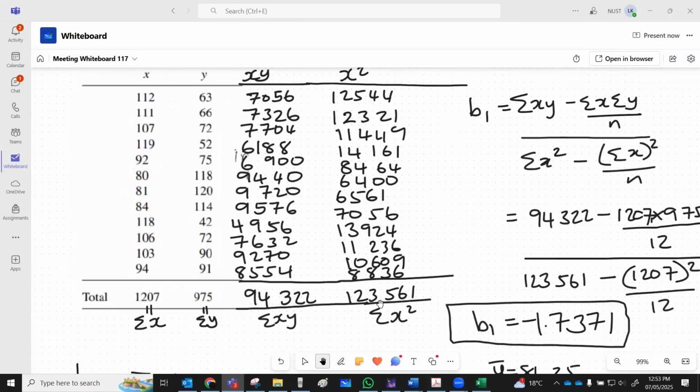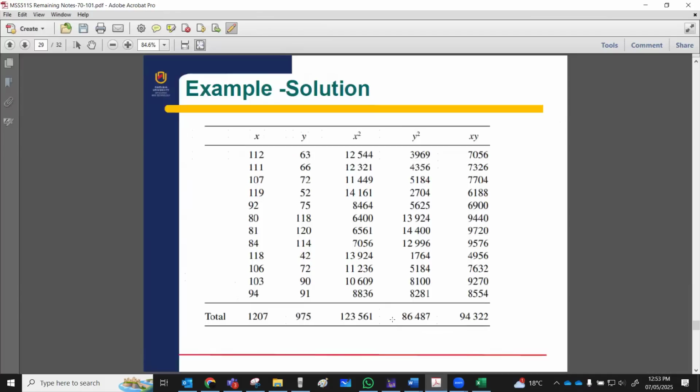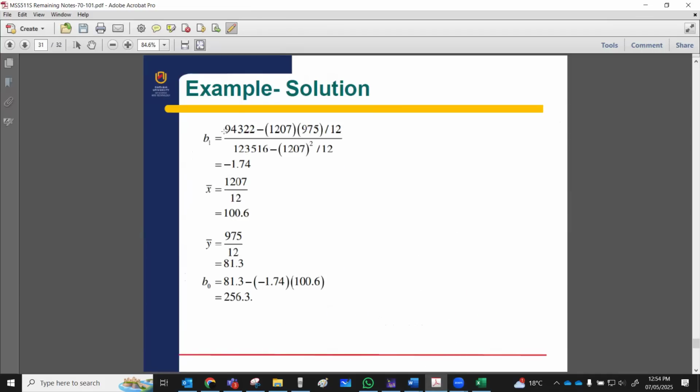X squared terms 1, 2, 3, 5, 6, 1. So you can see there it is. This one here I didn't work out because we didn't really use it in our formula, so there's really no need to work it out. Then that was it. The next part was just to substitute into the formula.